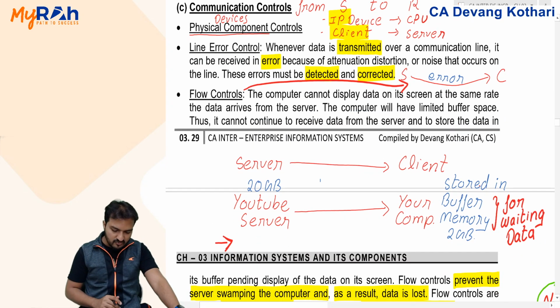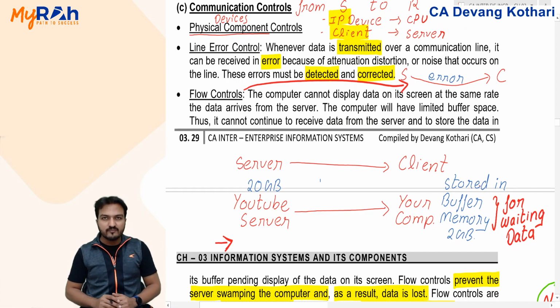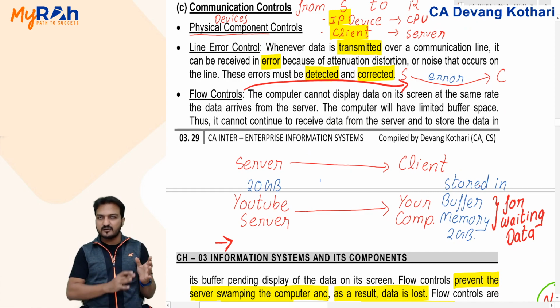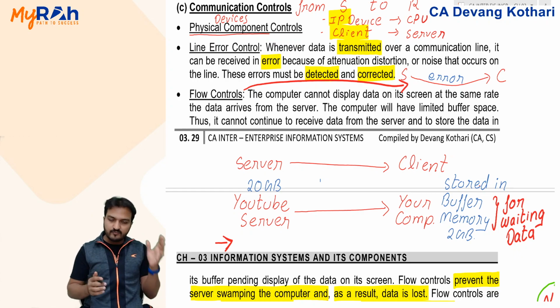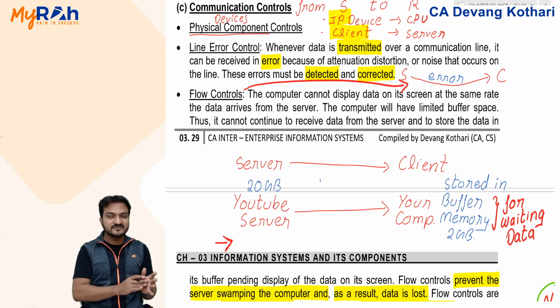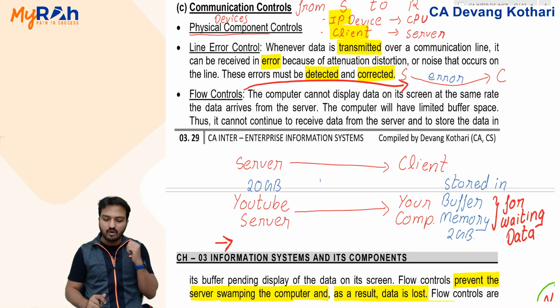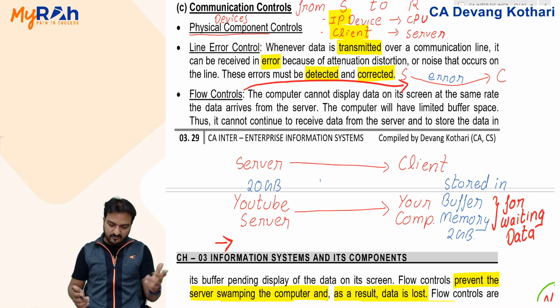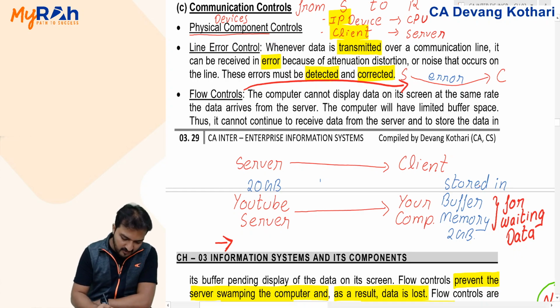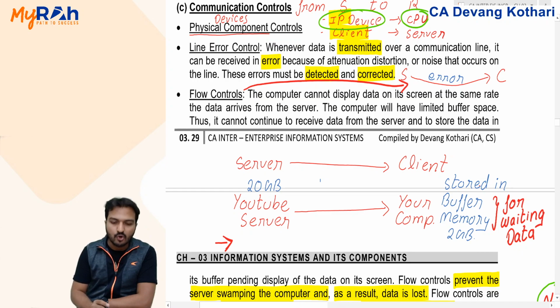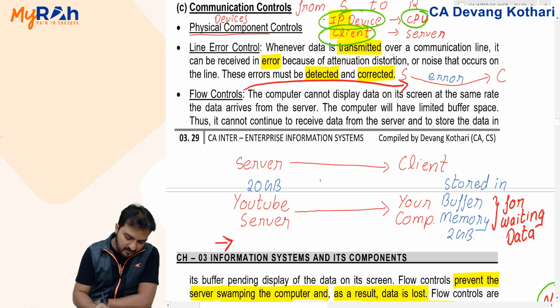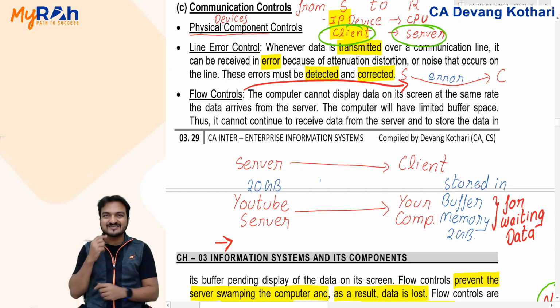Next set of controls, communication controls. Now communication happens from the sender to the receiver. When communication is happening from sender to receiver, some controls are needed during that communication. Now who will be the sender and who will be the receiver? Sender to receiver might be an input device to the CPU within one computer, or it might be client to server in case of a network.